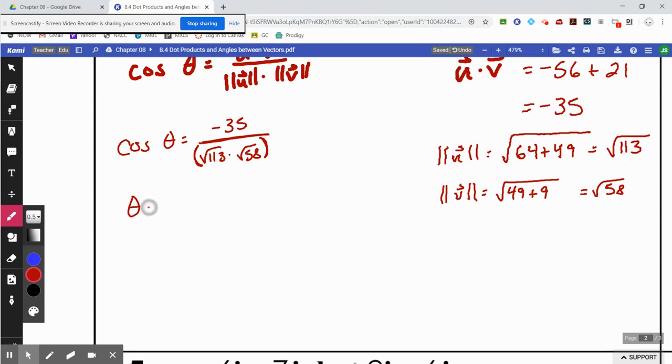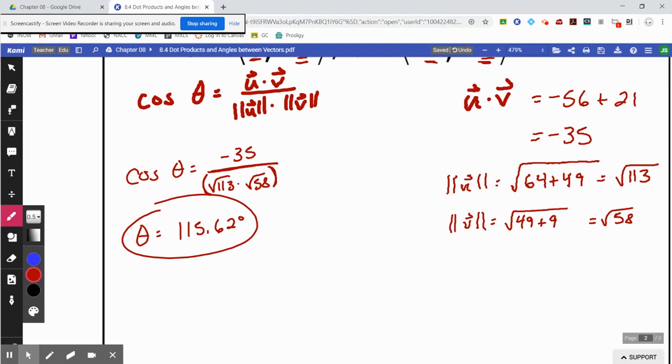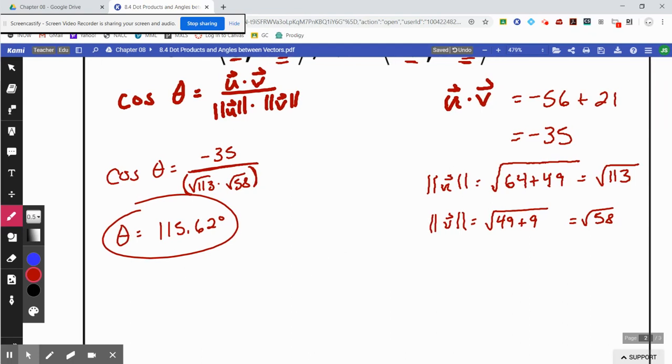Find the inverse cosine, and if you want to deal with reference angles, that's fine. Or if you just want to leave the negative in there, it'll give you the answer that you need. Your theta is going to be 115.62 degrees. Now, there are two answers there. If you wanted to find just the reference angle, I'll show you what actually happens there with that second answer, because cosine is negative right here.